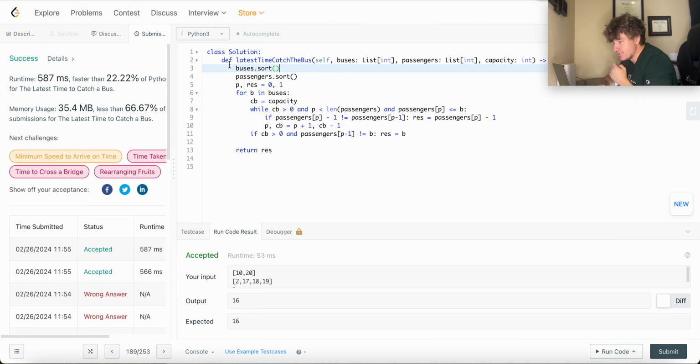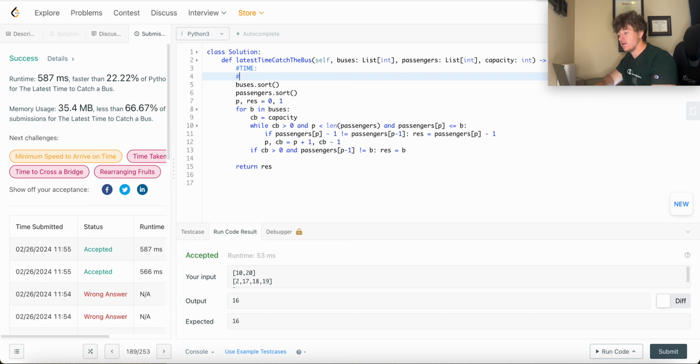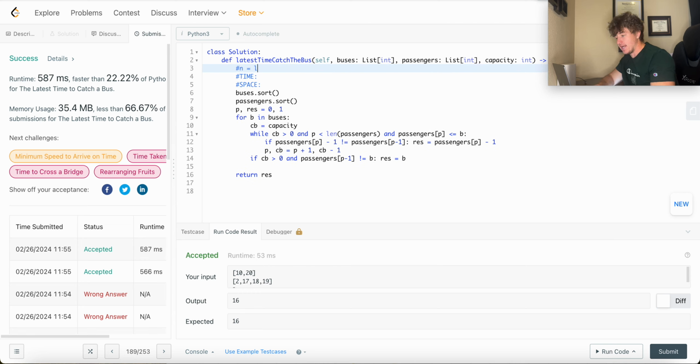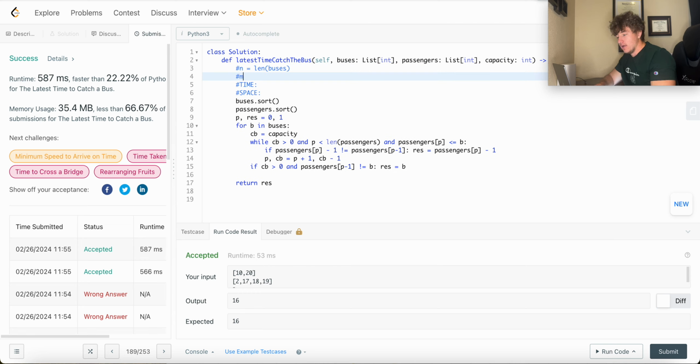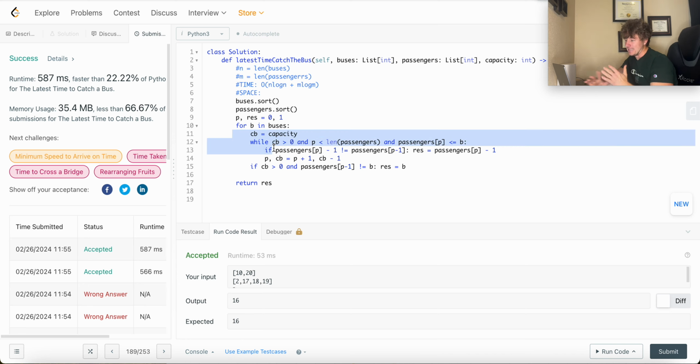Okay. So what is the run and space complexity of this problem? Okay. So time, space, and we'll keep consistent with the system they had here. So let's say n is the length of buses and m is the length of passengers. All right. For time, we have to sort buses. That's going to take big O of n log n time. To sort passengers, that's going to take m log m time. We're going to look at all n buses.